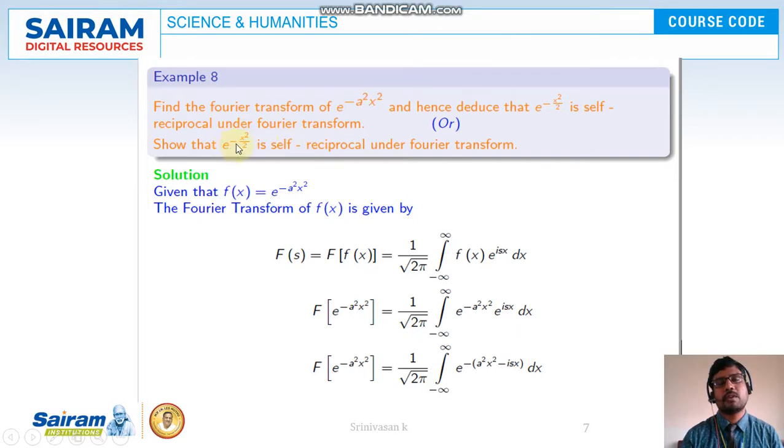If in the final equation we get e power minus s square by 2, then yes, the equation is self-reciprocal. Otherwise, it is not self-reciprocal. We will check whether it is self-reciprocal or not.